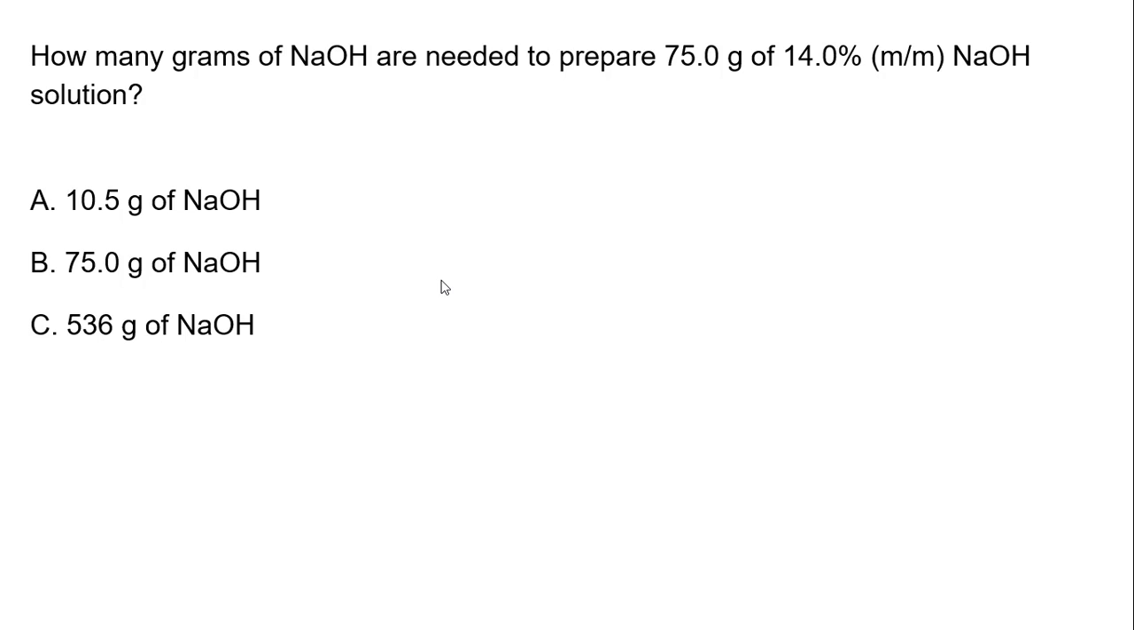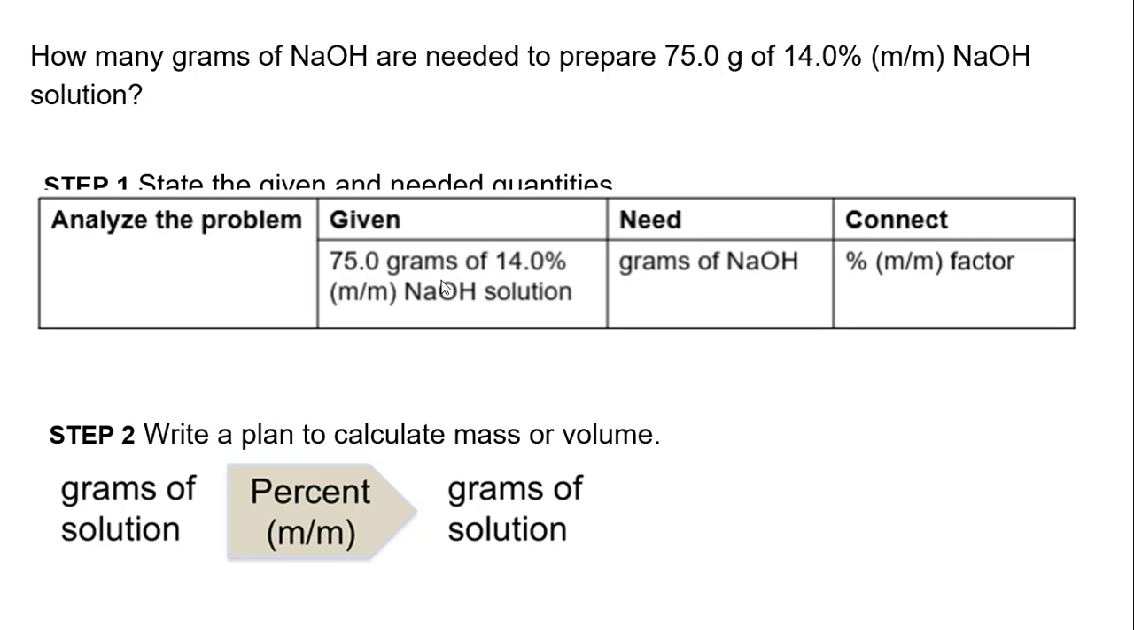If you're all the way up to chapter 9, you've been doing calculations. You just have to take the steps to break it down and use some of the knowledge that you already know. So let's see what we're given. We're given 75 grams of a 14% solution. We need grams of sodium hydroxide. We have a percent factor to use.